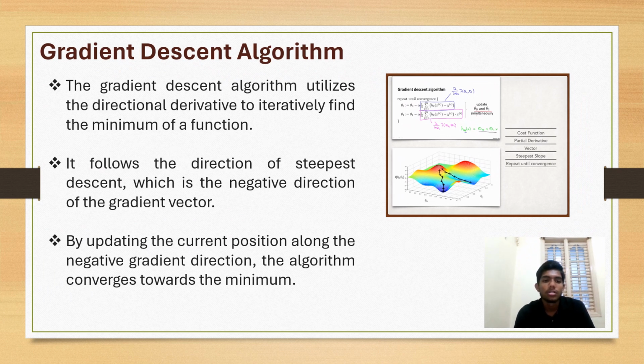Gradient descent algorithm. The gradient descent algorithm utilizes the directional derivative to iteratively find the minimum of a function. It follows the direction of the steepest descent, which is the negative direction of the gradient vector. By updating the current position along the negative gradient direction, the algorithm converges towards the minimum.